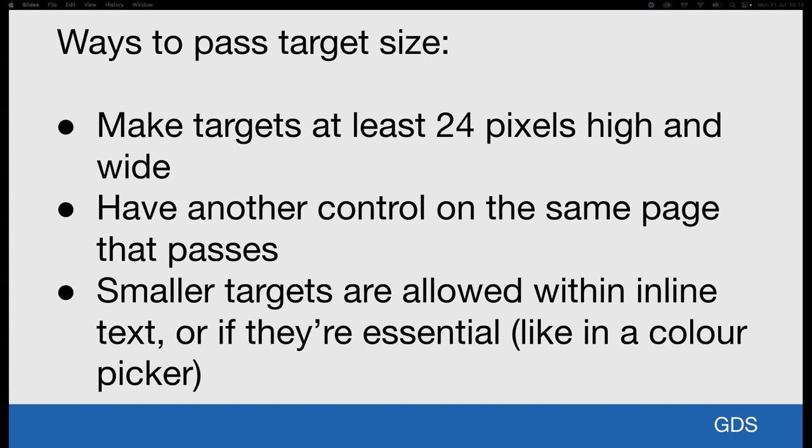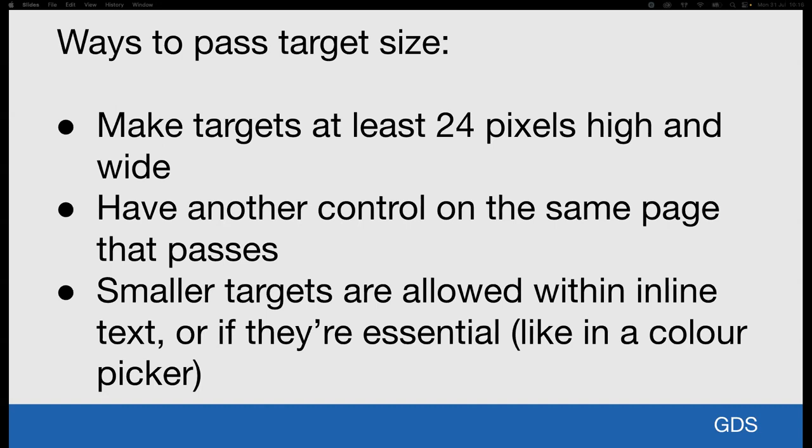Another common one is having an alternative control on the same page that passes. Say you've got a zoom in, zoom out toggle at the top left of an area, and then you've got a bigger zoom in, zoom out somewhere else. That was not a great example, but basically, if the same controls are on the page twice or multiple times, and one of them meets target size, then they say that's okay.